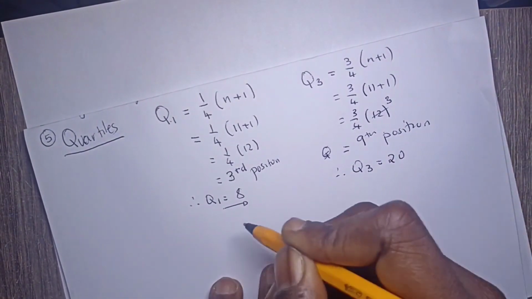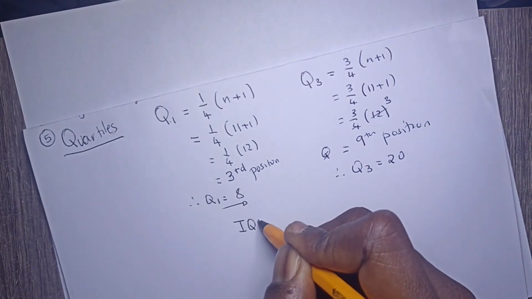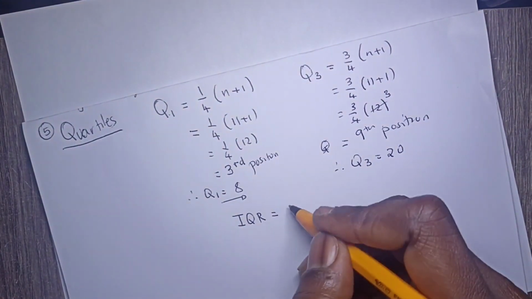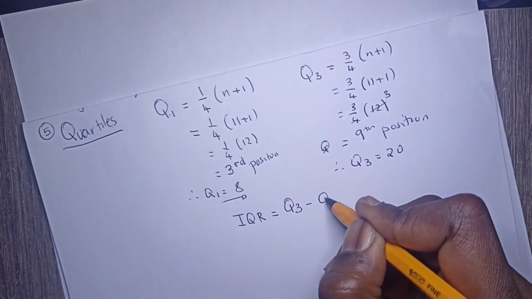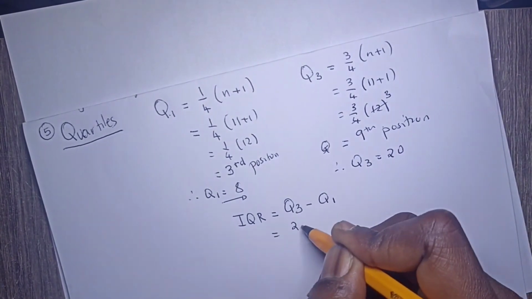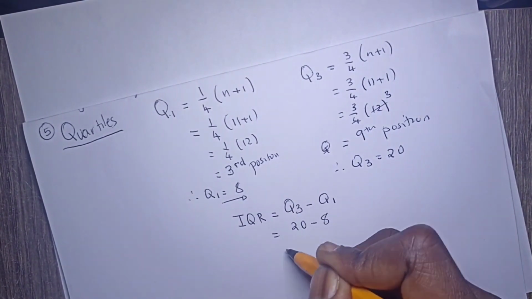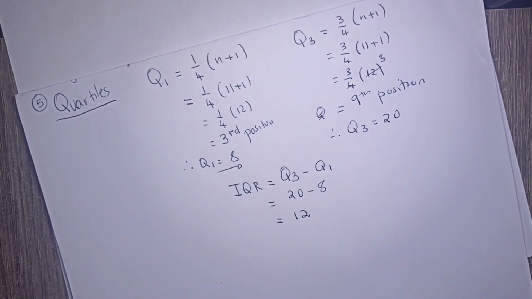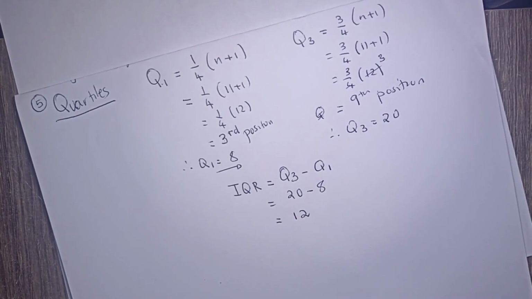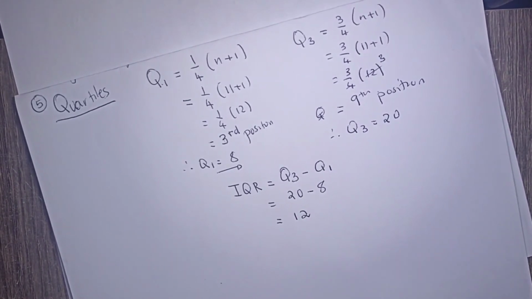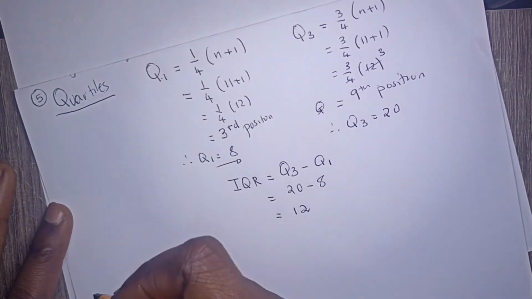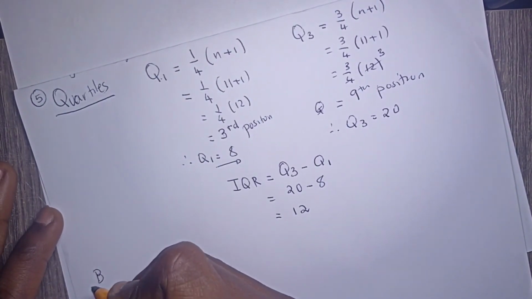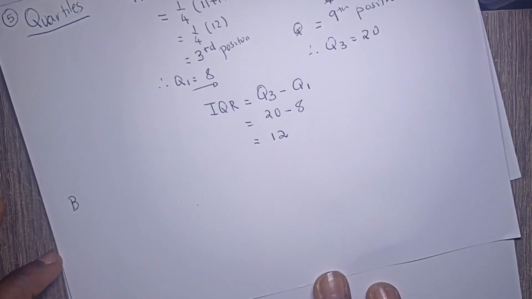Therefore, Q3 is 20. Then if they say find the IQR, do you still remember the formula for IQR? It's Q3 minus Q1, so it's 20 minus 8, which is 12. So that will be your IQR. Obviously, for the semi-interquartile range, you're going to divide that by 2, so we get 6. We're fine. Then we do the last thing, we draw the box and whisker.